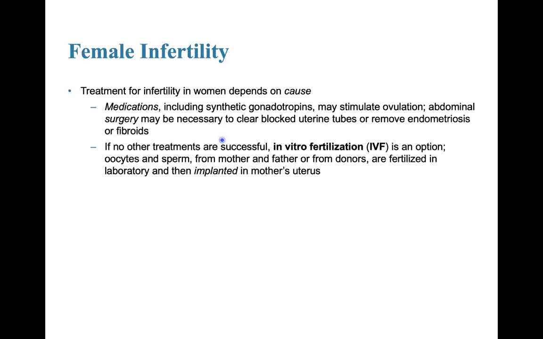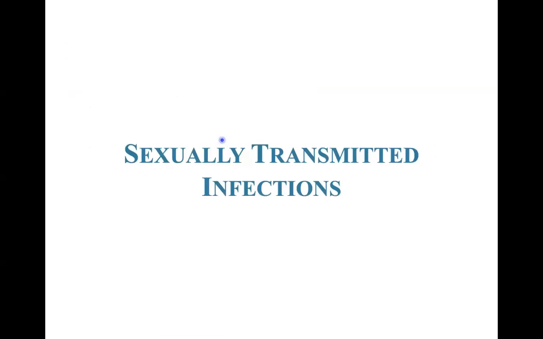Treatment for infertility in women depends on the cause. Medications, including synthetic gonadotropins, may stimulate ovulation. Abdominal surgery may be necessary to clear blocked uterine tubes or remove endometriosis or fibroids. If no other treatments are successful, in vitro fertilization is an option. Oocytes and sperm from the mother and father, or from donors, are fertilized in the laboratory and then implanted into the mother's uterus.